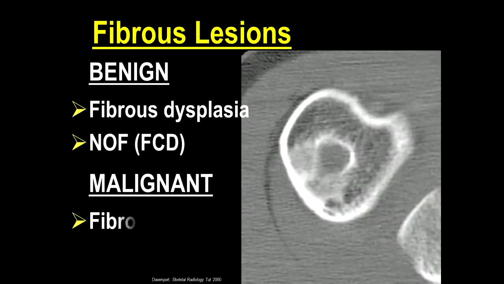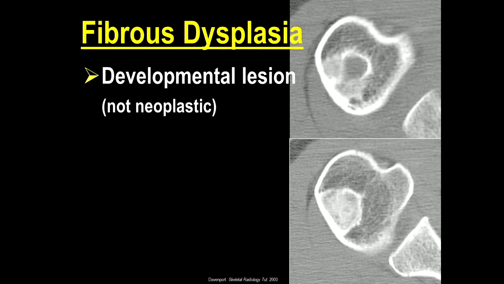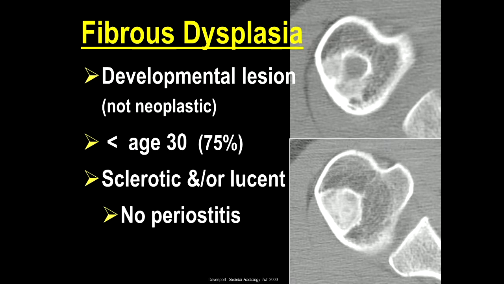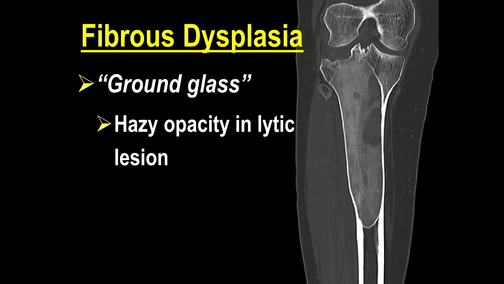Next, let's talk about the topic of fibrous lesions, both benign, fibrous dysplasia and non-ossifying fibromas, as well as malignant fibrosarcoma. With fibrous dysplasia, we typically consider it as a developmental lesion, most commonly seen in patients under the age of 30. It may appear as sclerotic and or lucent, but does not have any periostitis, unless there's a fracture. With fibrous dysplasia, there's classically a ground glass appearance, a hazy opacity in a lytic lesion.